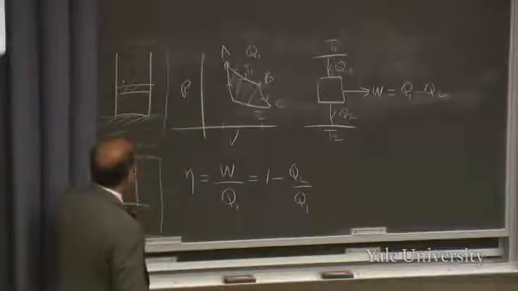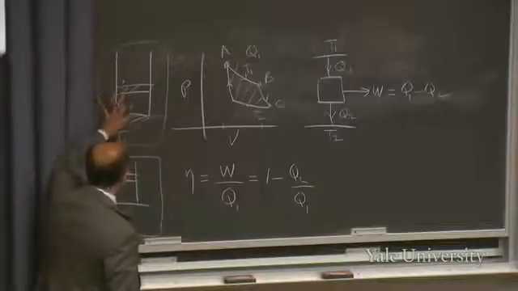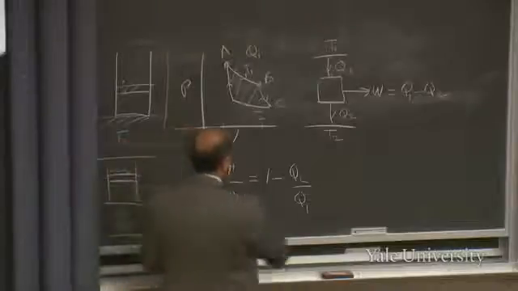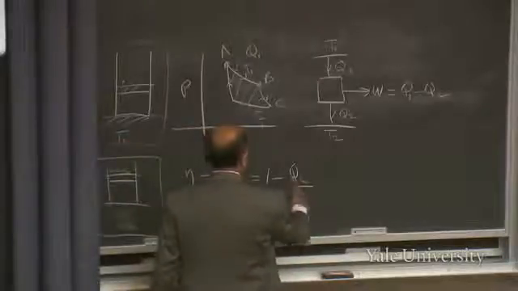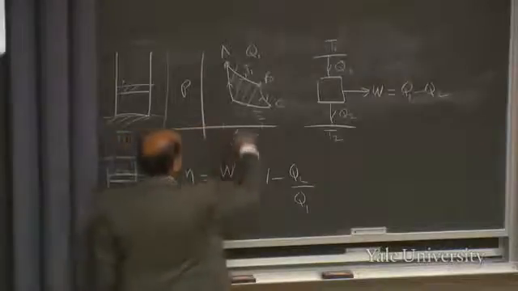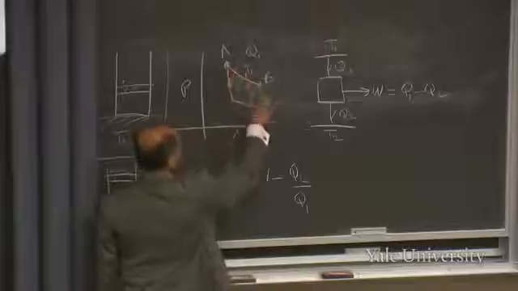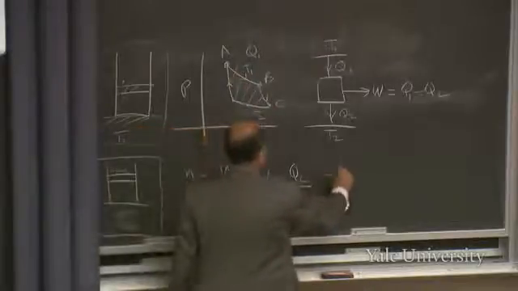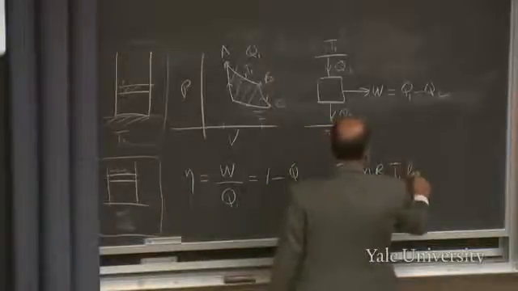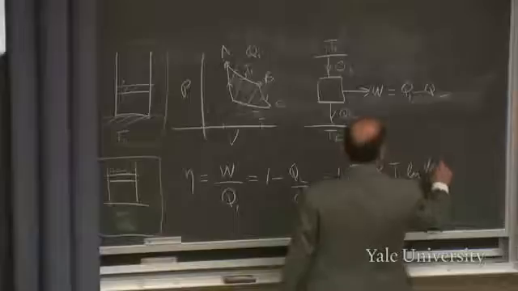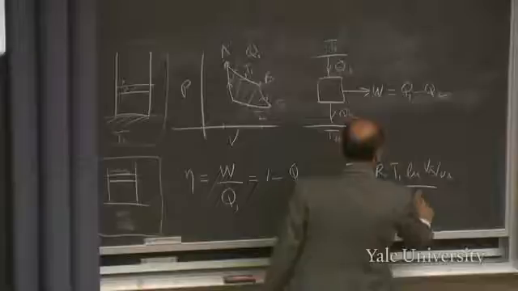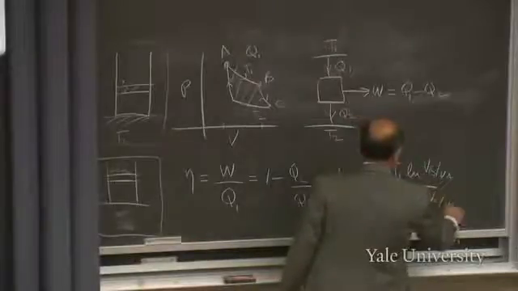But assuming that the engine operates between two temperatures, the furnace temperature and the ambient atmospheric temperature, you can calculate the efficiency for this engine by actually calculating Q2 and Q1. That's a simple problem of integrating the work done and going from here to here. You remember that? 1 minus nR T1 log VB over VA. And downstairs, you have nR T2 log VC over VD.